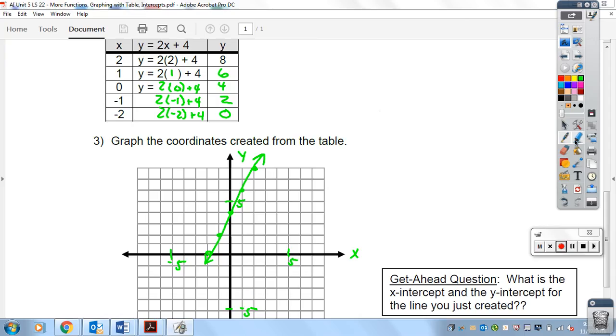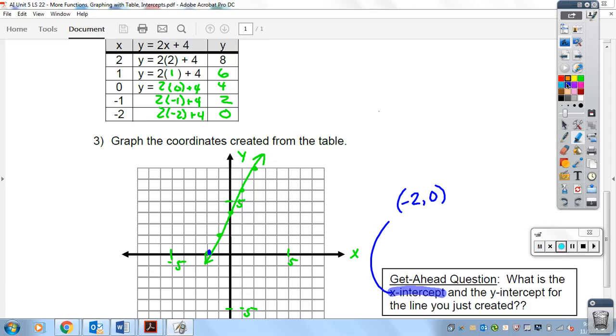All right, a bit of a get-ahead question. We talked about this. What is the x-intercept and what is the y-intercept? The x-intercept is simply where it crosses the x-axis. So let me highlight in the proper colors. Let's do this in blue. I'll do the x-intercept, which is where it crosses the x-axis, right there. My x-intercept is negative 2, comma 0. So left 2, up down 0.